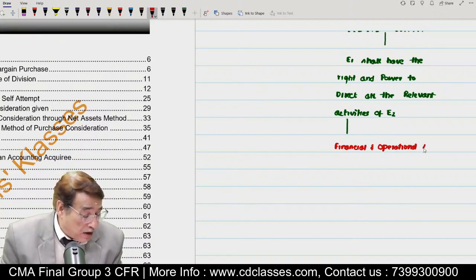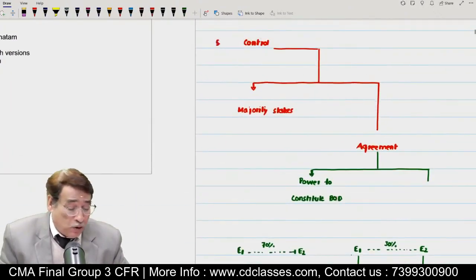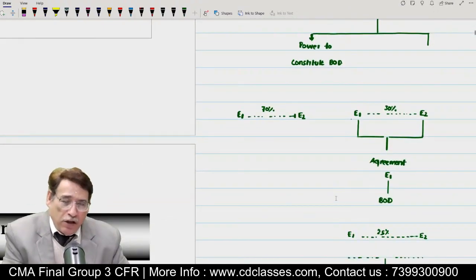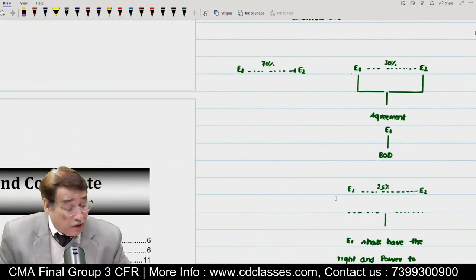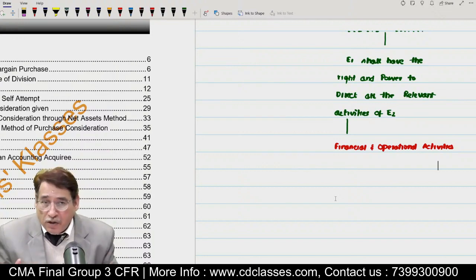So now you must have noticed how you can get control over the other enterprise. Generally, control accrues through majority stakes. However, control may also accrue to an enterprise, as I told you, on account of a specific agreement. An agreement could be with respect to the composition of the board of directors or with respect to the direction of the relevant activities. Is it clear to you or not?